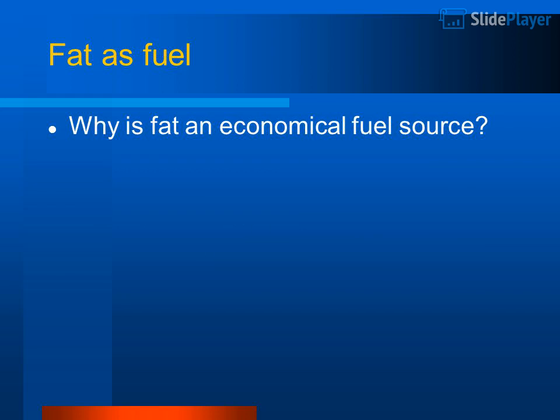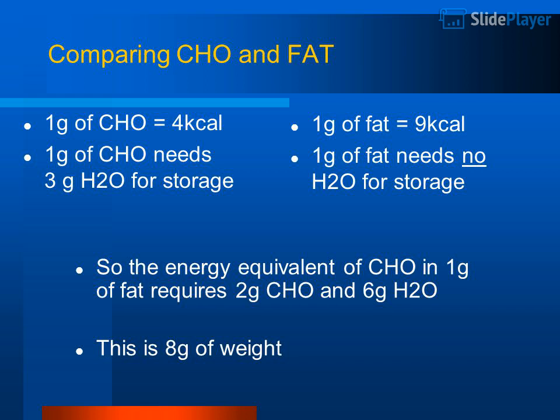Why is fat an economical fuel source? Comparing CHO and fat: 1 gram of CHO equals 4 kilocalories, and 1 gram of fat equals 9 kilocalories. 1 gram of CHO needs 3 grams of H2O for storage. 1 gram of fat needs no H2O for storage.